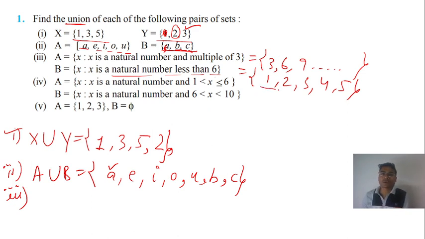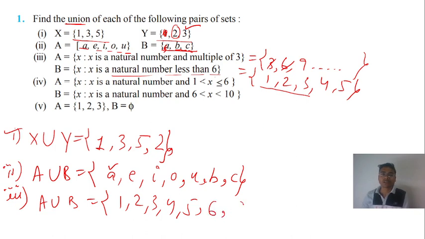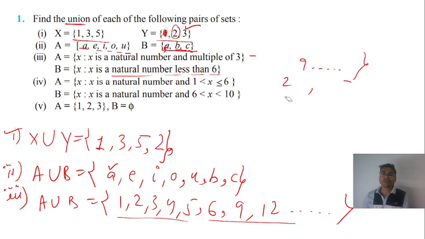So we will write 1, 2, 3. In A union B we will write 1, 2, 3, 4, 5, and 3 is already written, then we will have to write 6. So 6, 9, 12 and so on. These are all the multiples of 3, while the other set is the natural numbers less than 6, and 6 is just common in this set.